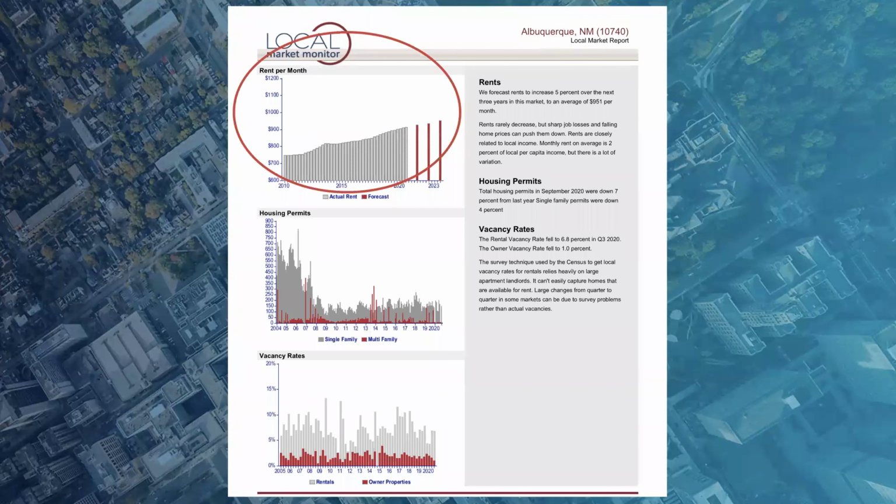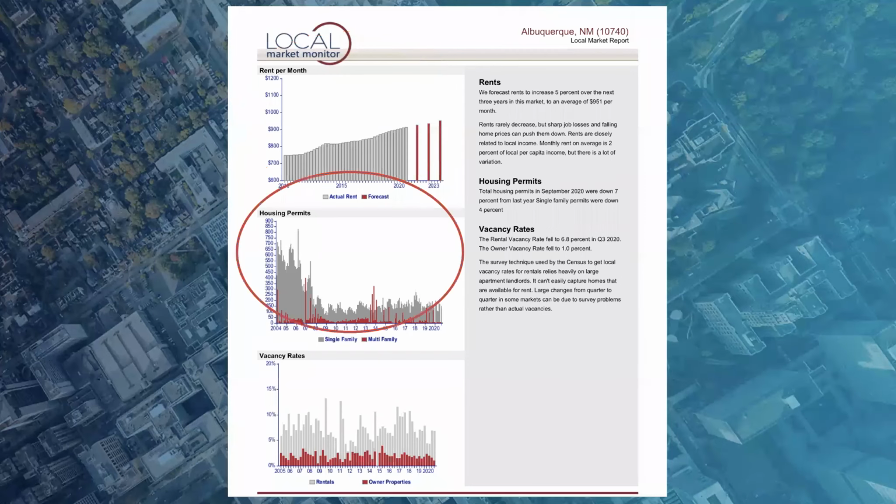The first chart on the next page shows actual average rents by quarter and our forecast. Average rents usually run right in line with average income. The next chart shows monthly levels of new housing permits. Note that permits don't always turn into actual construction, especially when prices are booming.